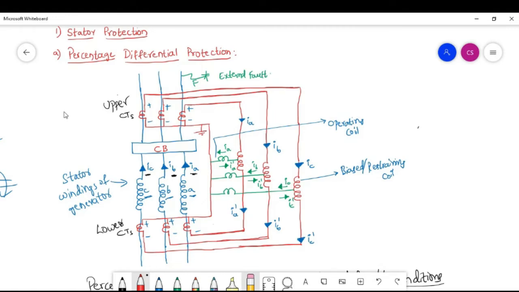And in between the connection of these CTs, we are going to use restraining coils, also called biased coils. And we are also going to connect an operating coil with respect to this one. So this is an operating coil. The green color coil indicates an operating coil.